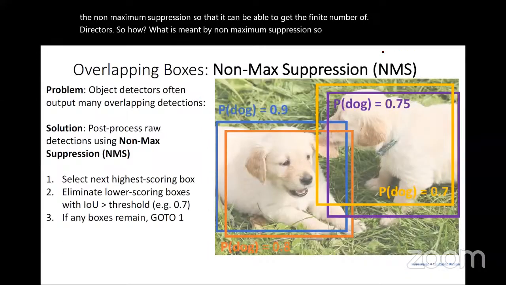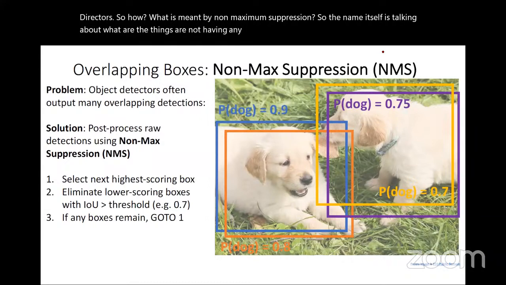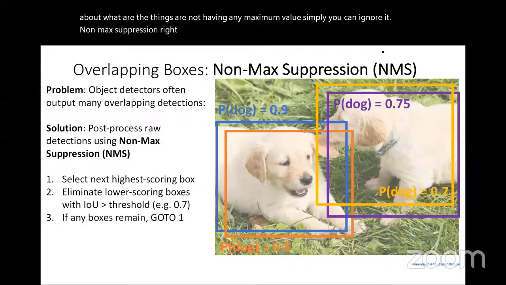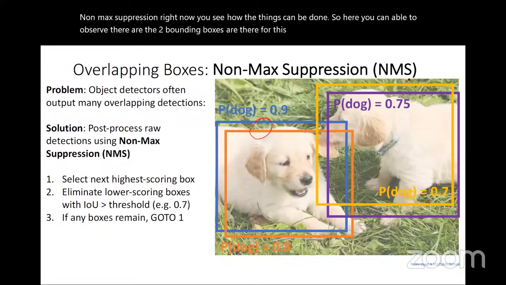So what is meant by non-maximum suppression? The name itself says that whatever does not have the maximum value, you can simply ignore it. Non-max suppression, right? Now you see how it can be done. Here you can observe there are two bounding boxes for this particular puppy, and two more bounding boxes, so a total of 4.